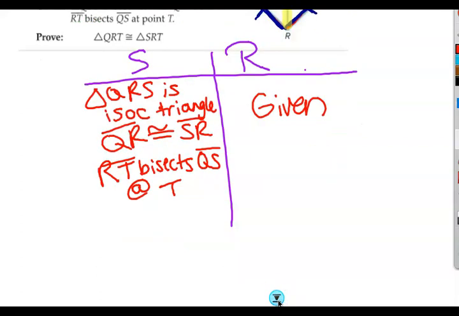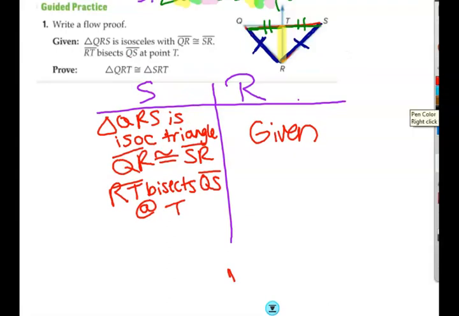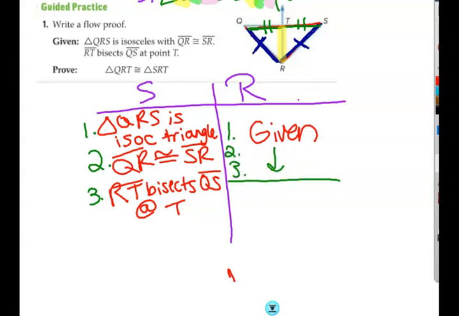All right, so now from here, let's write down some info. So we have 1, 2, and 3, which are all the givens. Okay, so with this information, what can we do with it? Like I said, we need to make a game plan. So we need to prove that QT is congruent to ST. All right, so how can we do that? Well, we know something about bisects. We know something about a segment bisector.